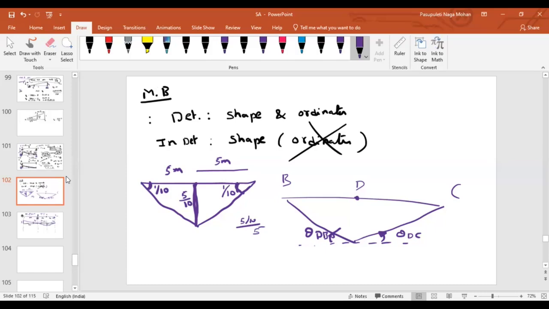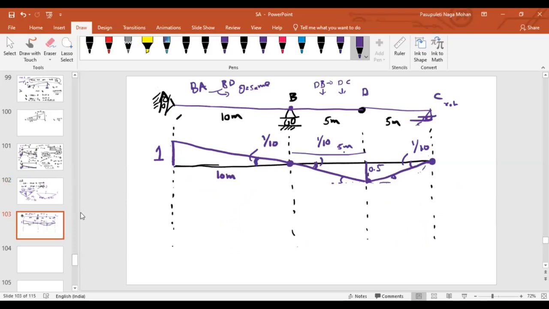Again, don't tell me that at point D the slopes are the same. They are different, but the magnitude here is the same because here also it is 5 meter and here also it is 5 meter. Instead of 5 meter, if it is 7 meter, what is the slope here? The ordinate is 5 by 10, divided by the length 7, so it will be 5 by 70. Clear, right? Clear, sir, no doubt.